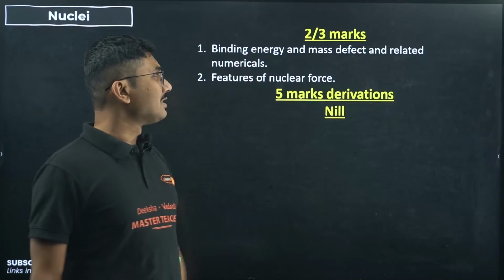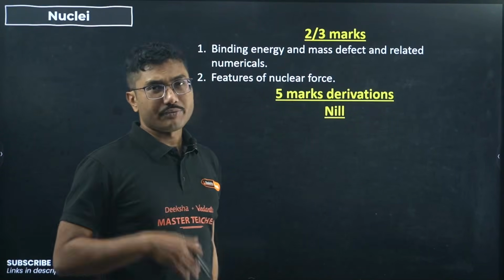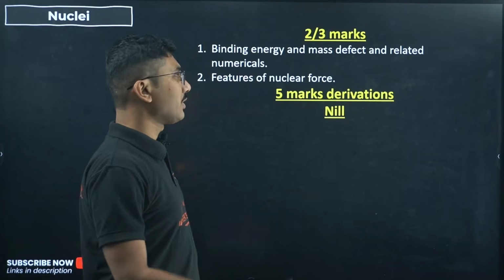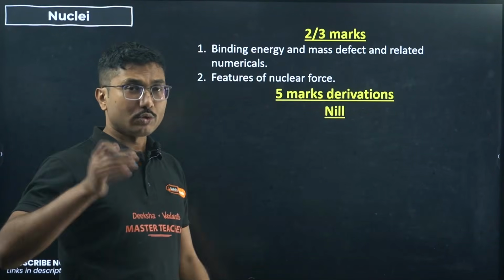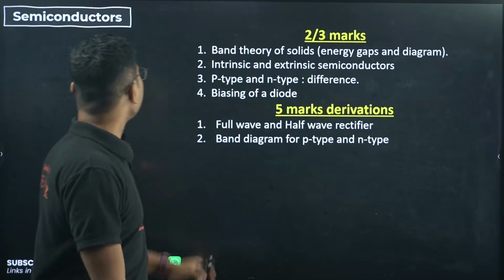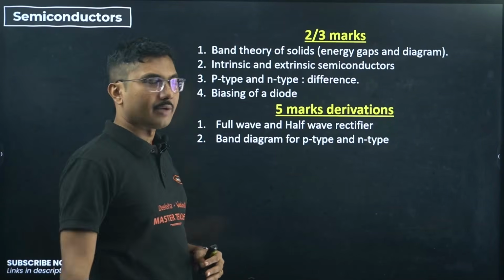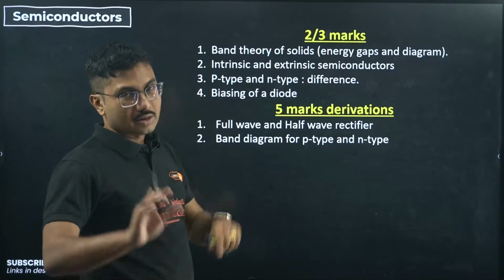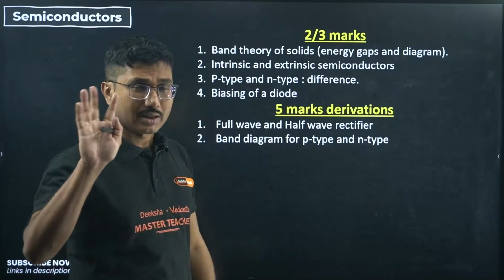Next is nuclei. Binding energy and mass defect related numericals are very common from this chapter. Features of nuclear force are also common from this chapter. Nuclear fission, nuclear fusion, if you get time you should prepare those two questions as well. And from semiconductors, one 5-marker derivation is going to come from this chapter, and I think one 3-marker question is going to come.